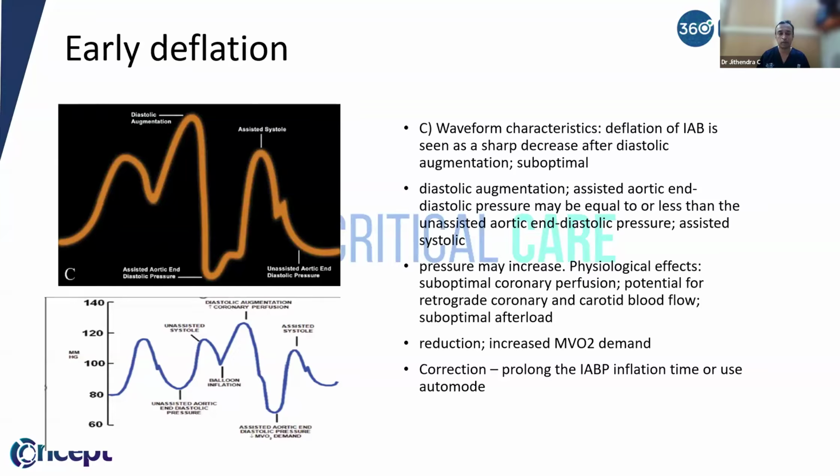So what was it supposed to do? It was supposed to get deflated at the start of systole. Okay, but it has got deflated before that. But now the LV has to pump against the same afterload again. So there is no reduction in the afterload. So what is happening because of that? There is increased myocardial oxygen demand.